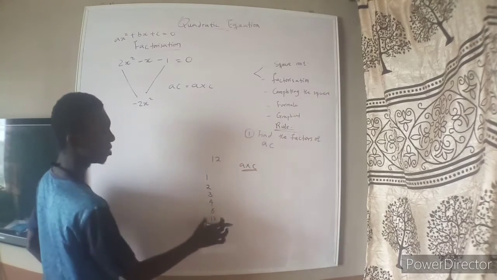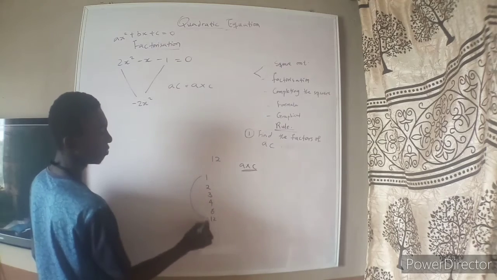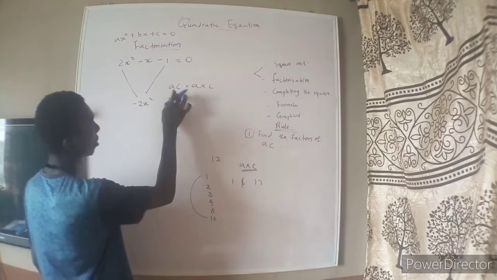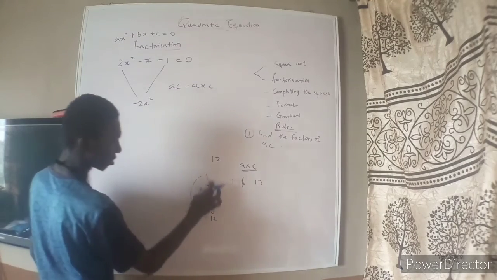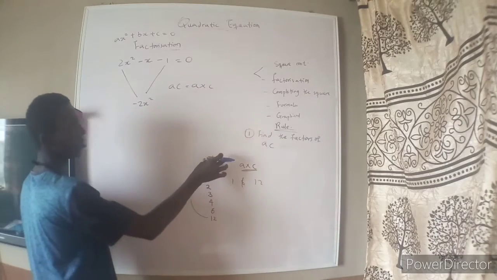Which factors will I multiply together to give me the original number I'm looking for? So I can multiply 12 and 1, so 1 and 12. That's how I want to apply it now. So from these factors, I will pick the multiplication of these factors to give the original number I'm looking for.